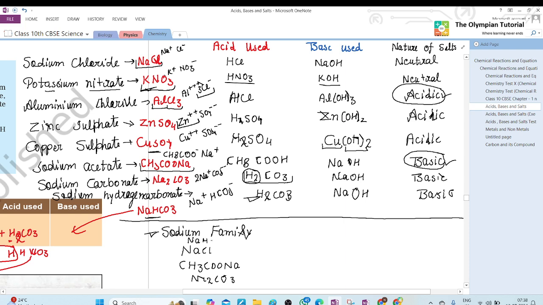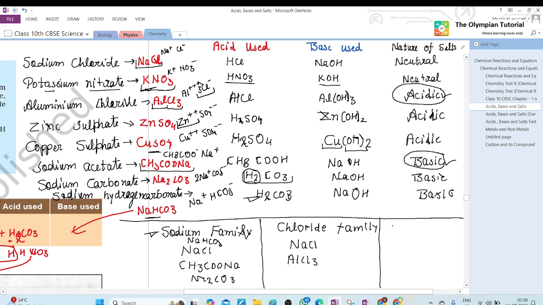Are you getting the concept? Yes, ma'am. Next one: which salts come in the chloride family? Ishan, can you tell me about the salts which come in the family of chloride? Ma'am, NaCl, AlCl3. AlCl3. Very good.